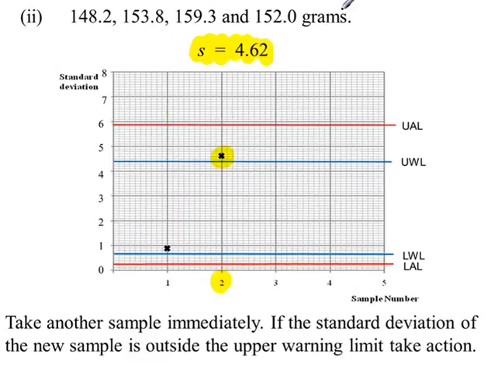Our second sample, and this one is above the upper warning limit, so we want to take another sample immediately, and if the standard deviation of the new sample is outside the upper warning limit, then we need to take action. We would stop the process and change something to make improvements.